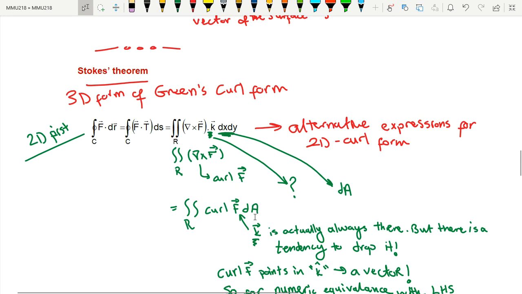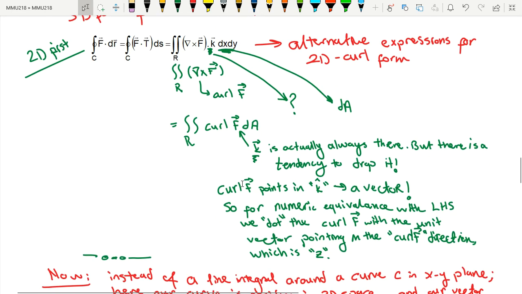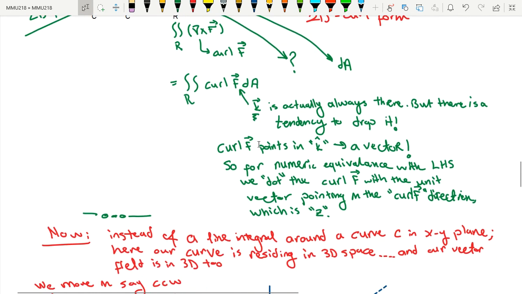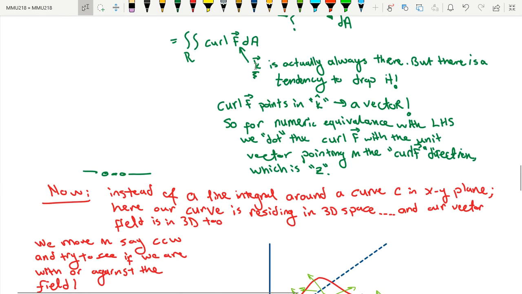Remember, it's just to make the curl of F, taking the magnitude of that, I dotted with the same sense vector. And if, for example, you don't see a k in many other representations, there's a tendency to drop this k because it's intuitive, and that's kind of implied. When you don't see it, it's there actually.